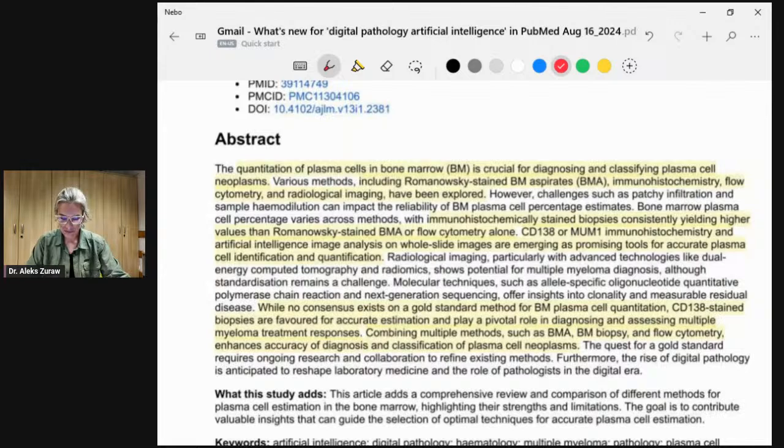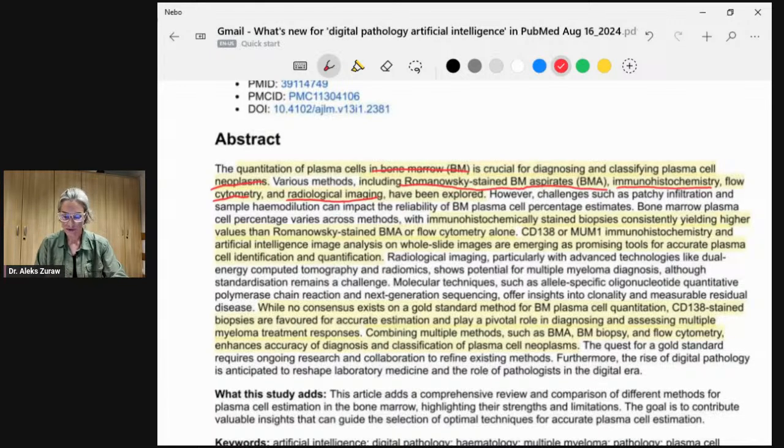And so how can we quantify plasma cells in bone marrow? It is crucial for diagnosing and classifying plasma cell neoplasm. So we're back to oncology, but that's okay. We had a lot of infectious stuff. So we can do Romanowsky stain in aspirates. So this is just on slides. You look at smear. Then we have immunohistochemistry, flow cytometry, and radiological imaging.